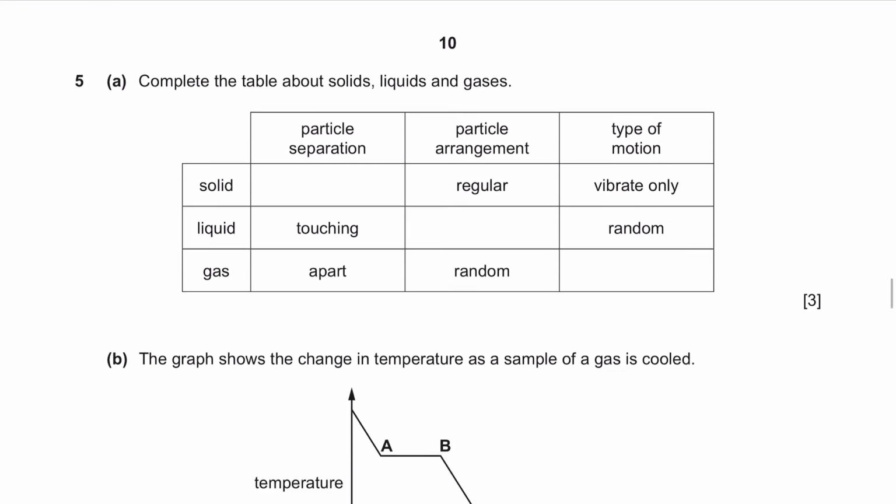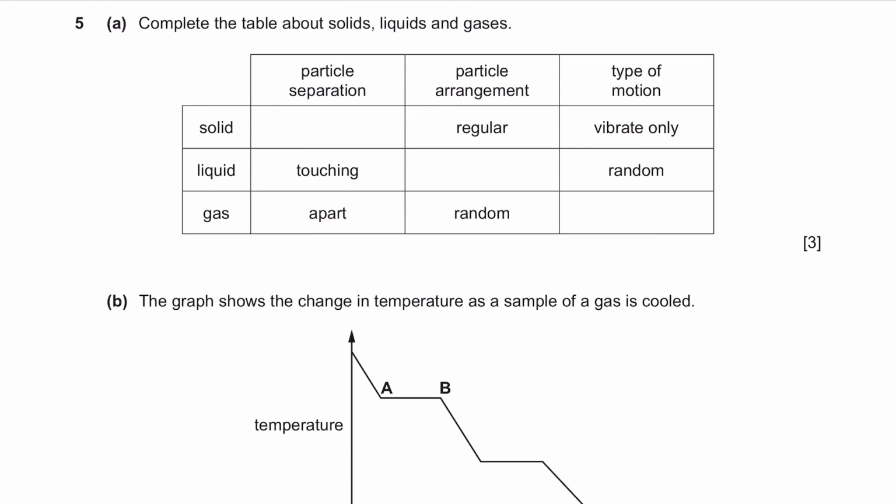Question 5, Part A. Complete a table about solids, liquids, and gases. Right, this is the first chapter of chemistry. While solids, the particle separation, they are touching, just like liquid. Then the particle arrangement for liquid, they're not like solid, they're not regular, but they're rather random. Then the type of motion of gas, they do not vibrate only, while liquid, it's random, which is the same for gas.